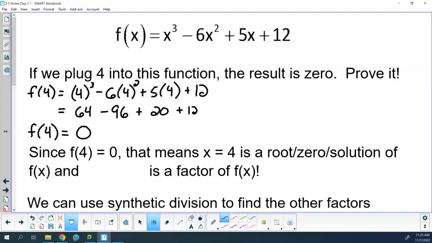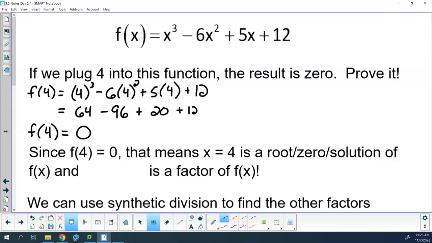So since f of 4 equals 0, that means that x equals 4 is a zero, a root, a solution, an answer, whatever you want to call it, of f of x. It's all of those things. They all mean the same thing. Zeros, roots, solutions, answers. So that's what it is.